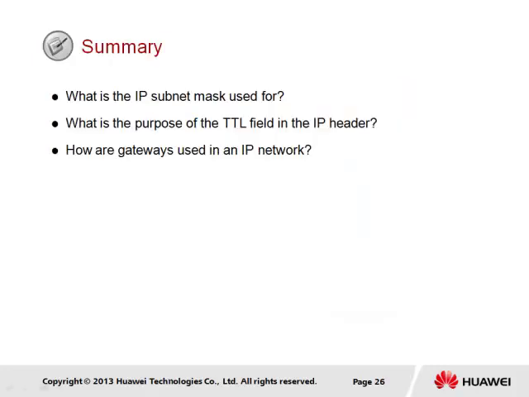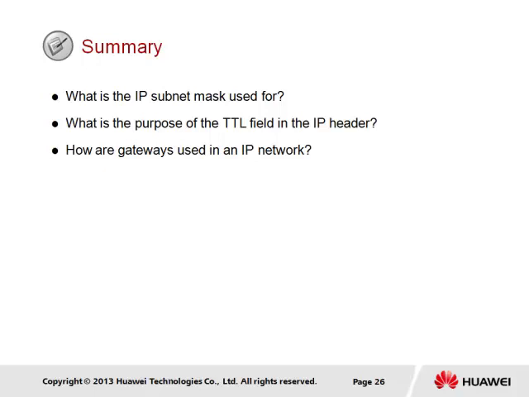So in summary for this section, then, we ask 3 questions here. The first of those is, what is the IP subnet mask used for? Well, the subnet mask is a crucial part of IP addressing, and is used to define the structure of an IP address and allow the boundaries of a network to be clearly defined. As we have seen, subnet masks can be manipulated to flexibly define subnetworks in order to improve the utilization of IP addresses as part of network design.